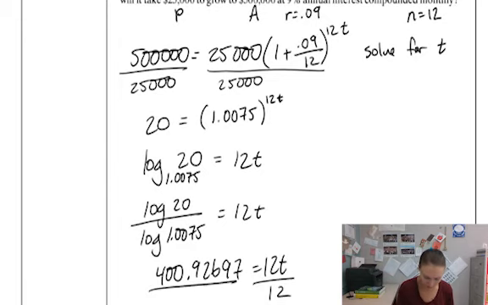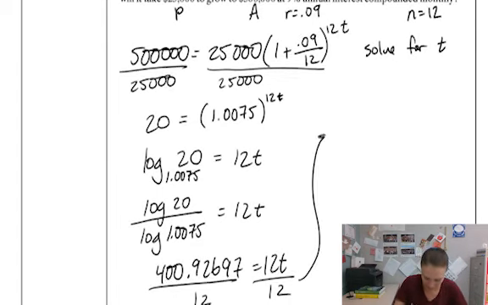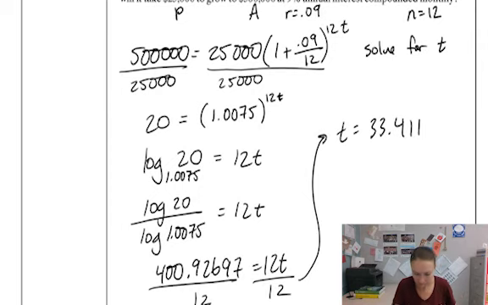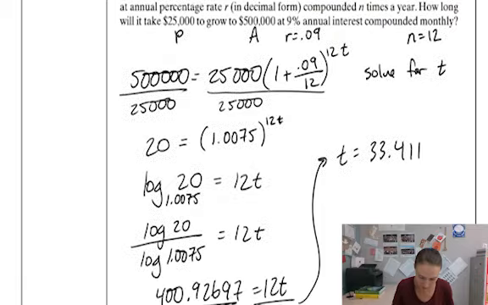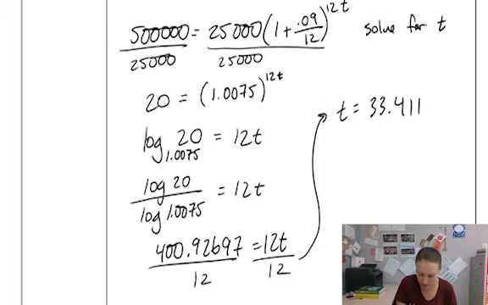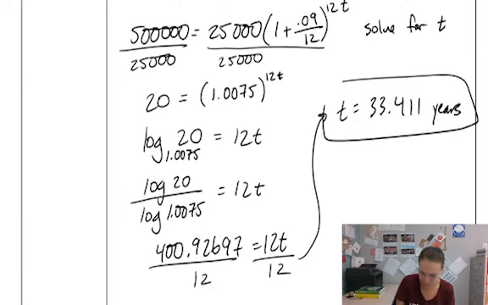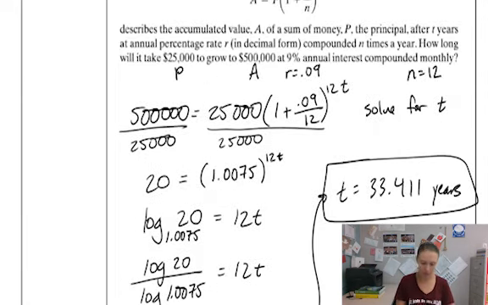Now we need to divide that by 12, and I can just use what the calculator gave me and hit divide by 12 on this kind of calculator, which is nice. I get t equals 33.4105. It didn't tell me to round to any specific years, so I'm just going to leave it like that. So 33.4 years or so, our 25,000 will grow to 500,000 at 9% annual interest.